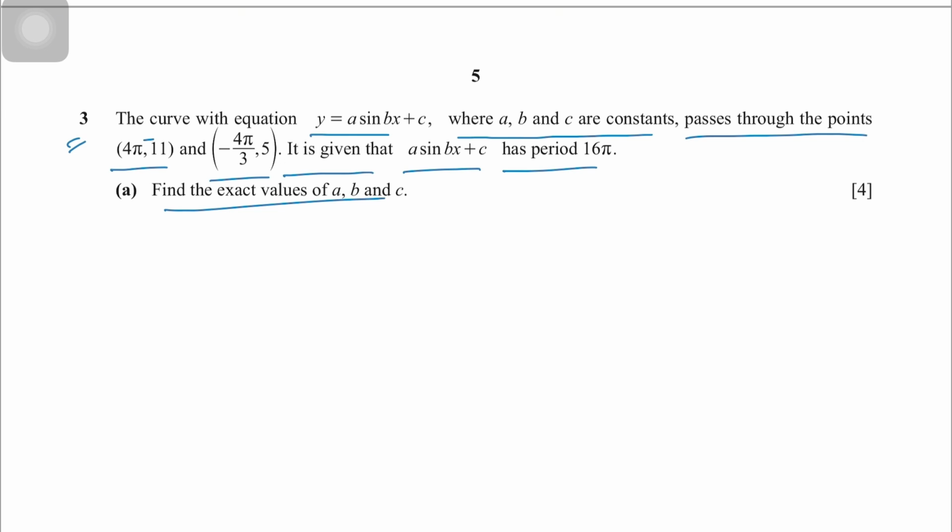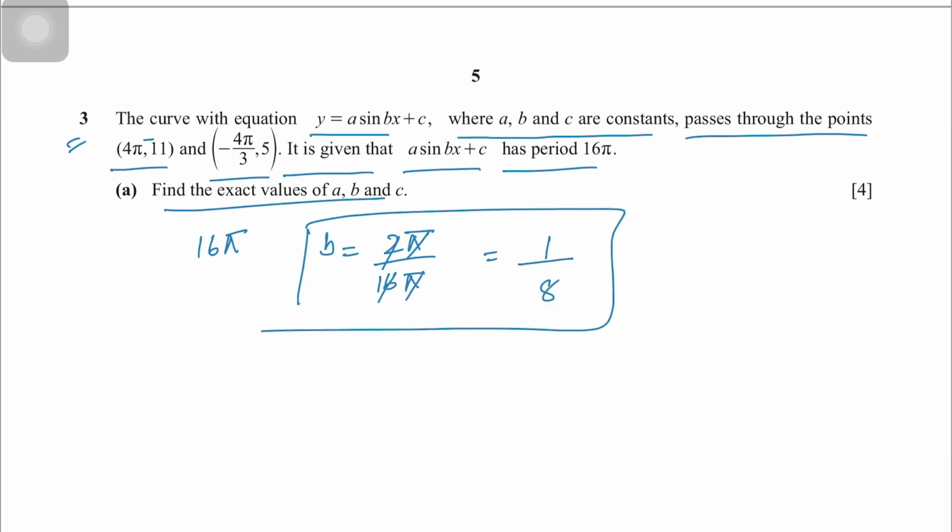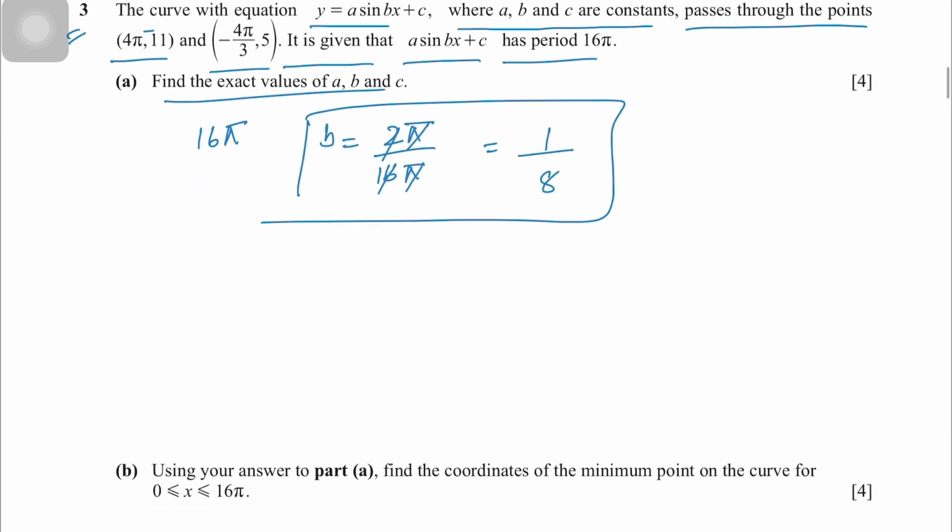Now, since it has a period of 16 pi, this means we can simply calculate: the normal sine has a period of 2 pi, and we can divide it by 16 pi. So we'll get our answer as 1 over 8. Our b is simply 1 over 8. Now we need to calculate a and c.